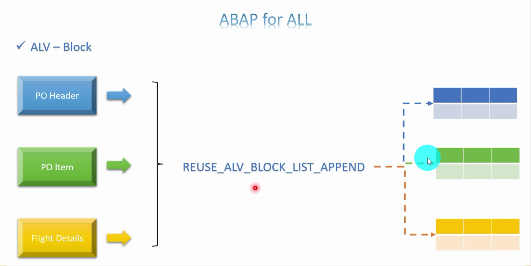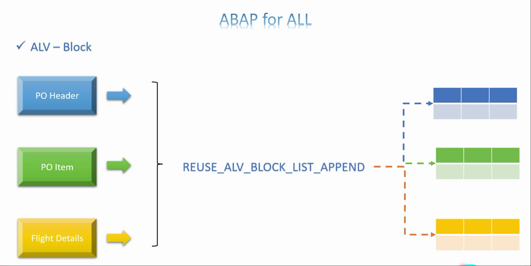Technically, we need a function module called REUSE_ALV_BLOCK_LIST_APPEND, which connects your data and an ALV. So all the three need to independently call this function module along with the data. Header data, call this function module. Item data, call this function module. Flight information, also call this function module. So you have three blocks, you have to use this function module three times. Then it will create three different blocks of ALV in the same page.